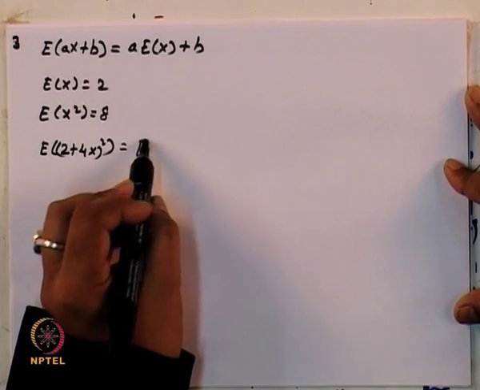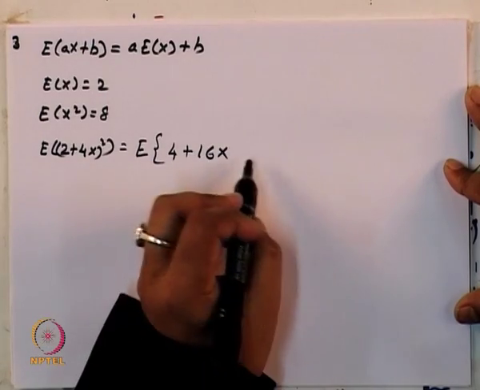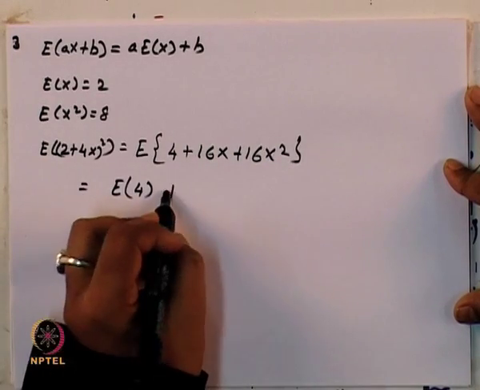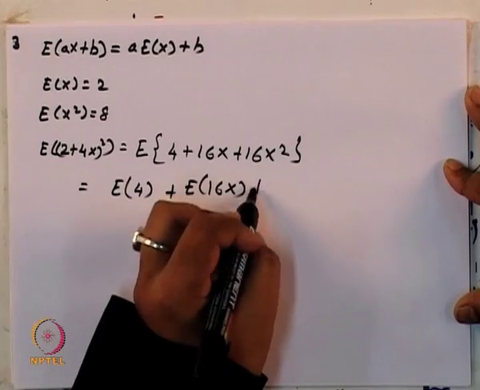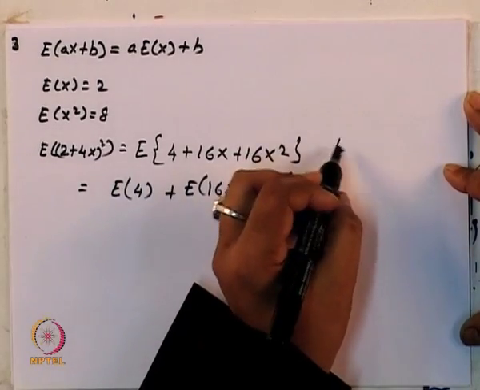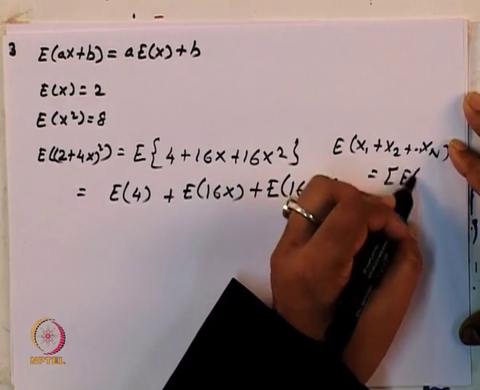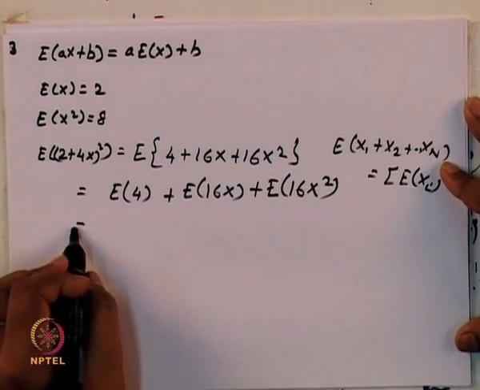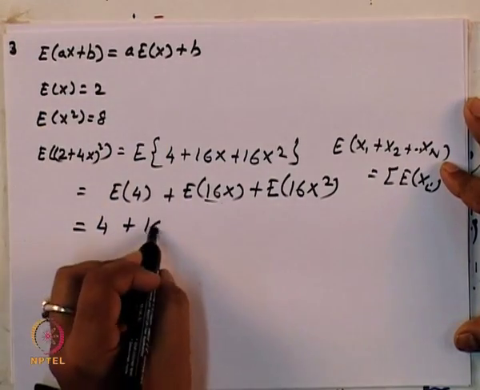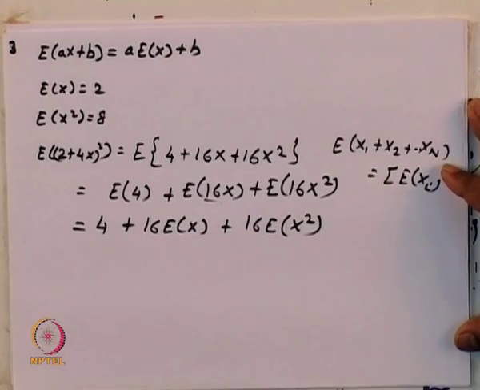So what is it? I can expand this: expectation of 4 plus 16x plus 16x square. Then I can write expectation of 4 plus expectation of 16x plus expectation of 16x square. Here in this equation I have invoked E of x1 plus x2 plus dot dot xn is equal to summation E of xi. Now E of 4 is a constant, it will be 4. I can take 16 out, so it is 16 expectation of x. I can take 16 out here also, and I get expectation of x square.